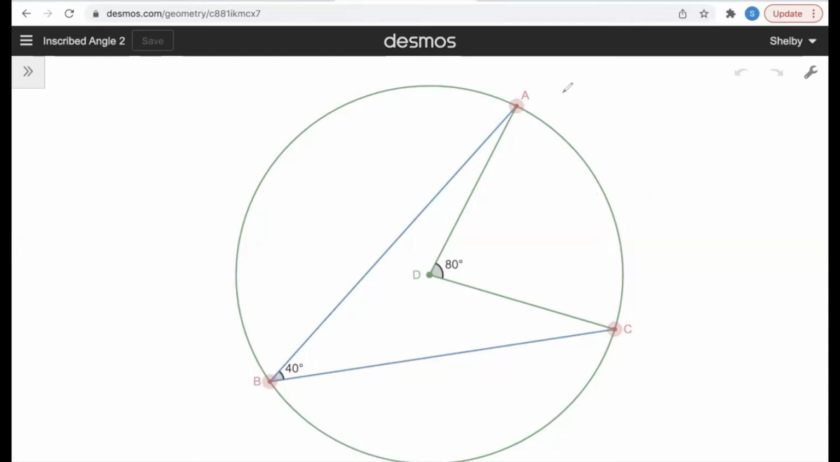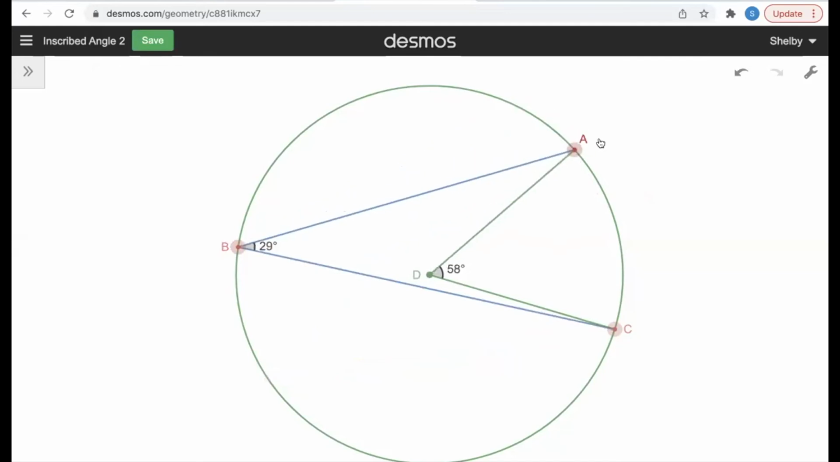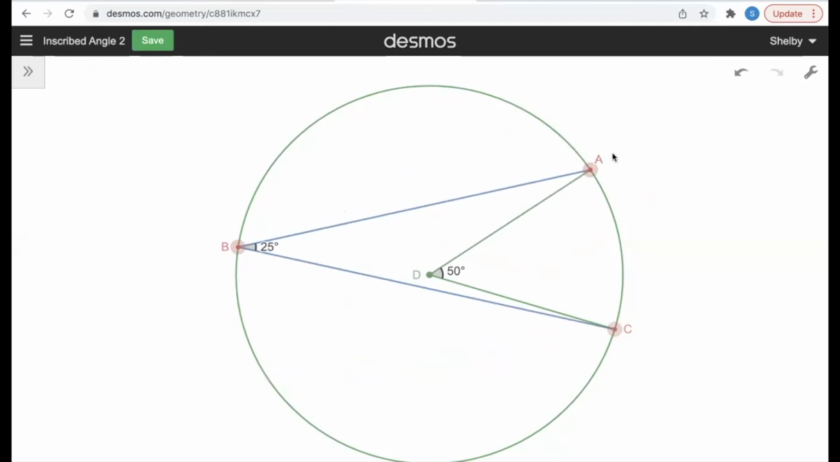So I'm going to clear that 80 off the screen. And if I move around any of these points, again, we can change the measure of the angle, but we're still looking at all inscribed angles. So again, maybe you're noticing a relationship between the measure of this central angle, which is equal to the measure of this arc. So what we're looking at right now, the measure of arc AC would be 50 degrees because it is equal to the measure of the central angle.